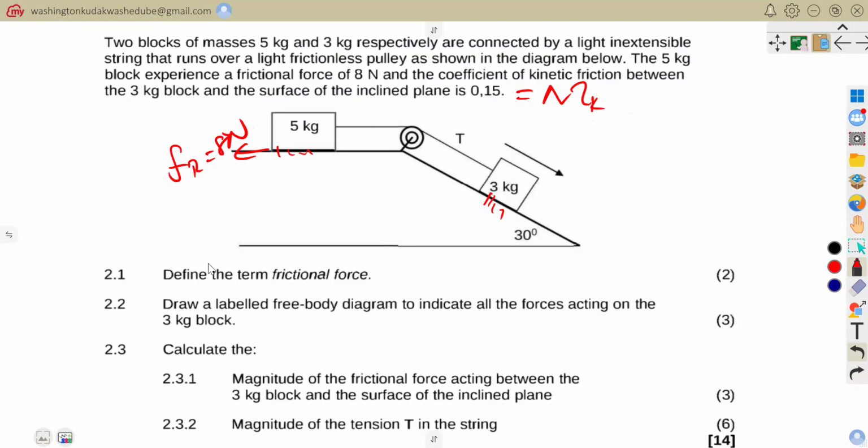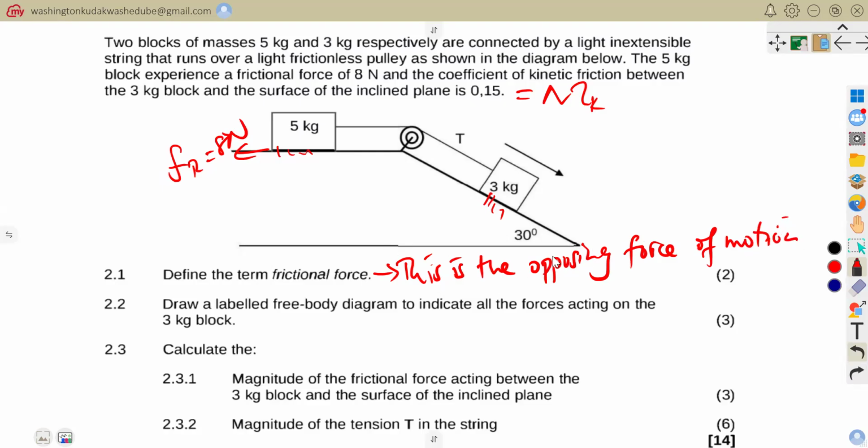Now they are saying define the term frictional force. Frictional force is just the opposing force of motion.